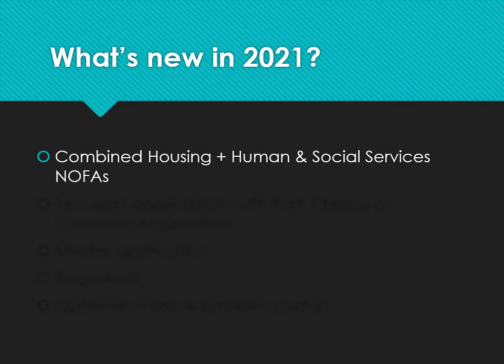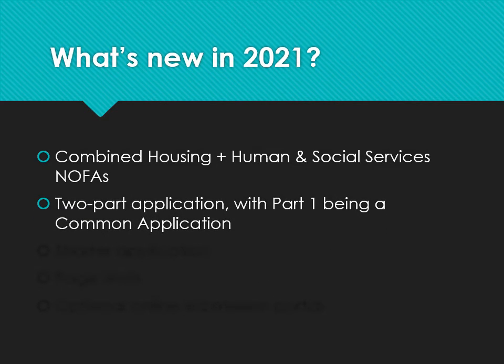First of all, there's a combined Housing and Human Services NOFA. In the past, these were two separate applications, and you had to choose whether you're providing housing services or general human and social services. This year, whether you're applying for one or the other, you'll fill out the same application and follow the same steps.